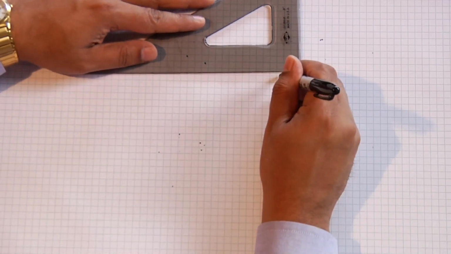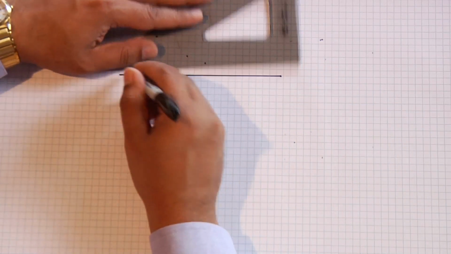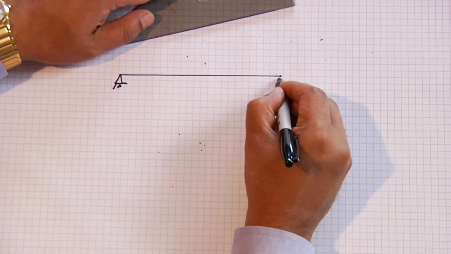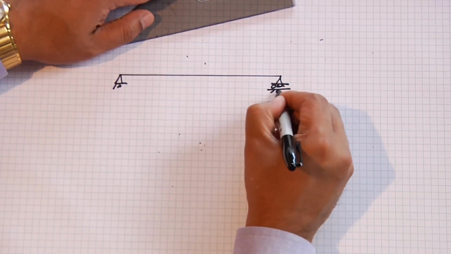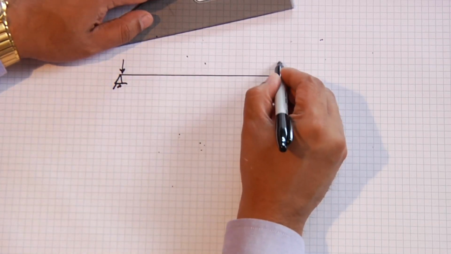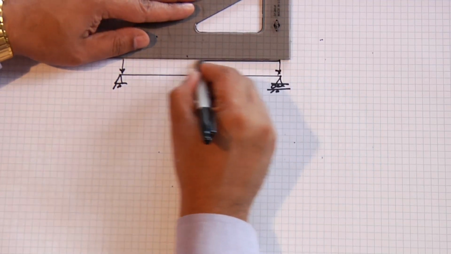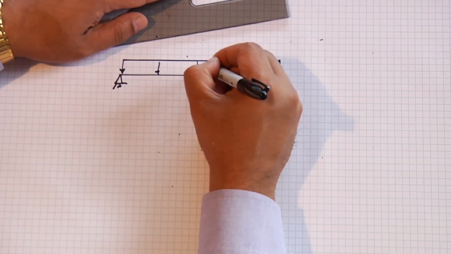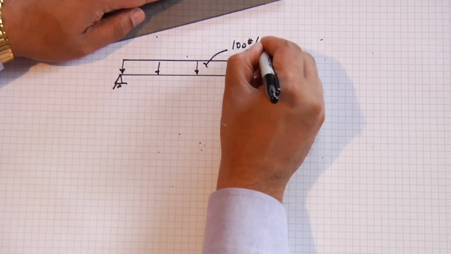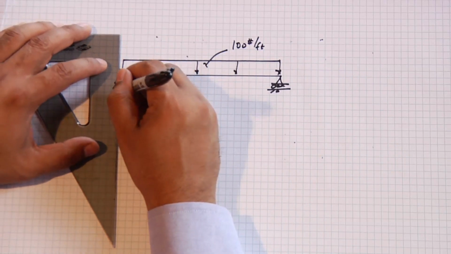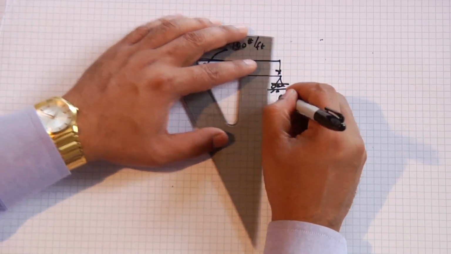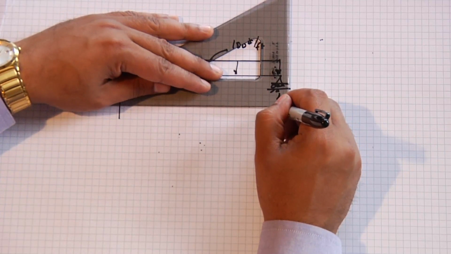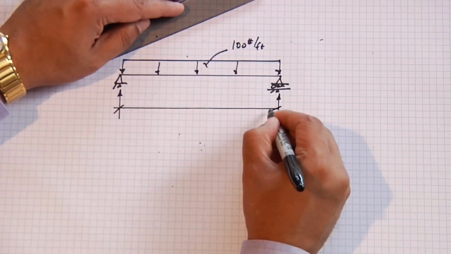Let's do another example. Let's do the example that we did in the last module, which was the uniform beam. So we have a beam with a uniform load. And our uniform load is 100 pounds per foot. We have a left reaction, our right reaction. We'll set the span at 10 feet.